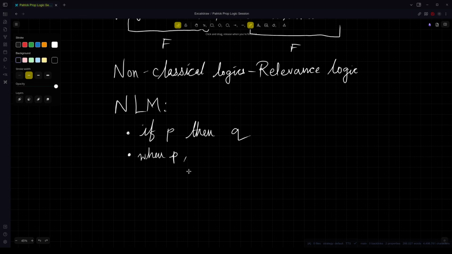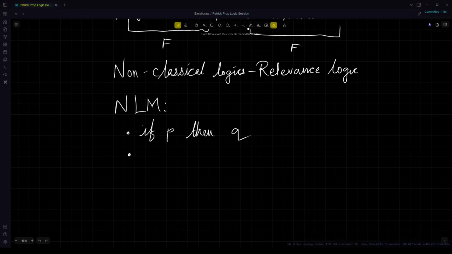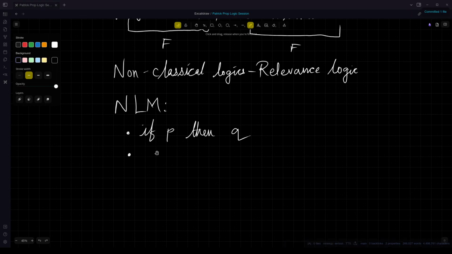Can you give me a natural language example of how that would look? I don't think it'll be very good English, to be honest. You could say when. I don't think it will sound very good. Okay, we'll get rid of it. We want to be good at English. Yeah, I guess when P then Q, that could work.